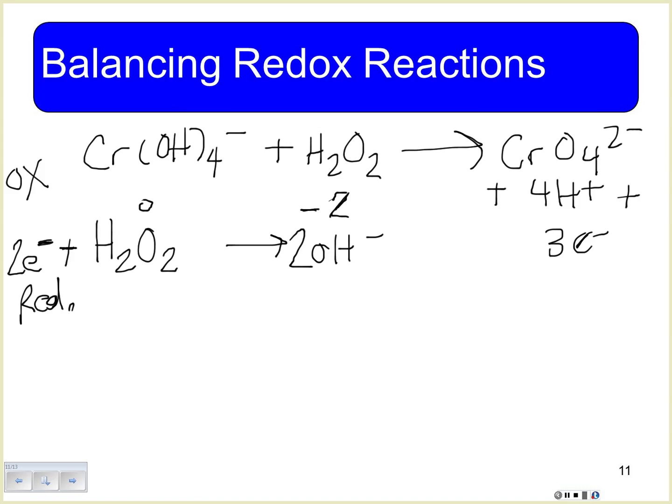Okay, so now we have to multiply through both of the equations so that our electrons will be equal. Okay, so we're going to have to multiply everything through by 2 here, and multiply everything through, do it over here, by 3.